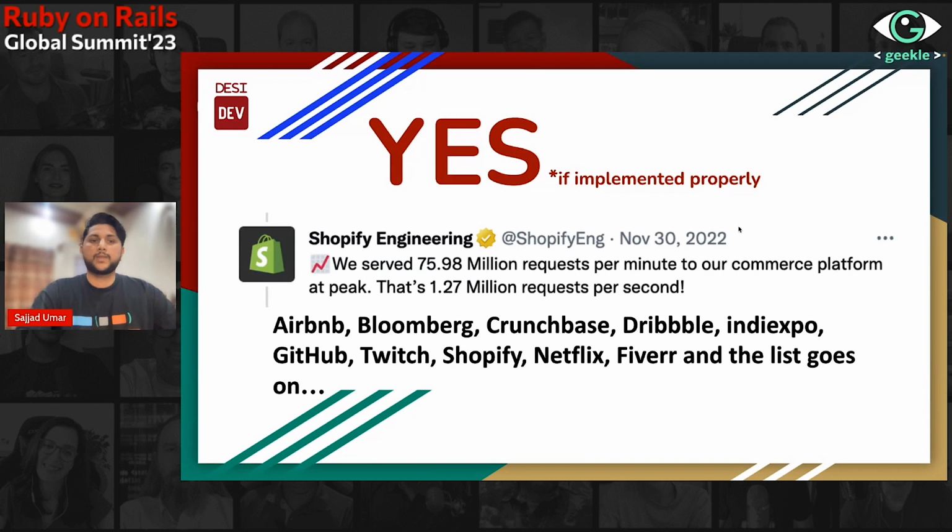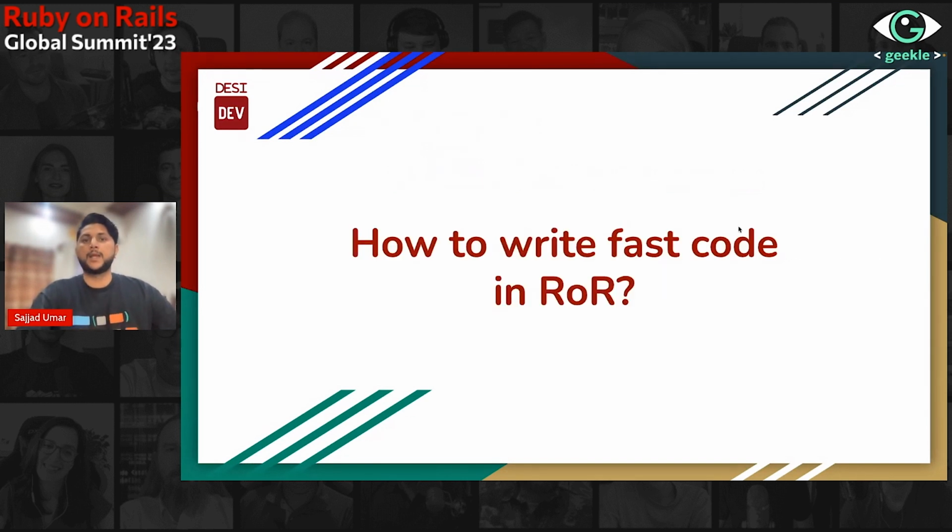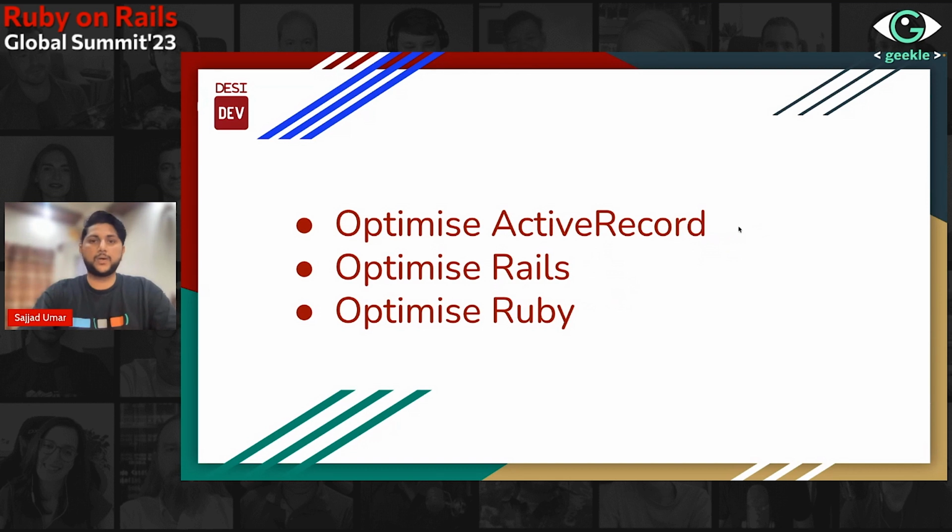How to write fast code in Ruby on Rails. When it comes to writing efficient code, it largely depends on the specific problem that you are trying to solve. However, there are a few techniques that you can use while working with ActiveRecord, Rails, and Ruby to improve the speed of your code. In this particular section of the talk, we will be discussing how you can optimize ActiveRecord, how you can optimize the framework Rails, and lastly, how to optimize Ruby. So let's start with optimizing ActiveRecord.